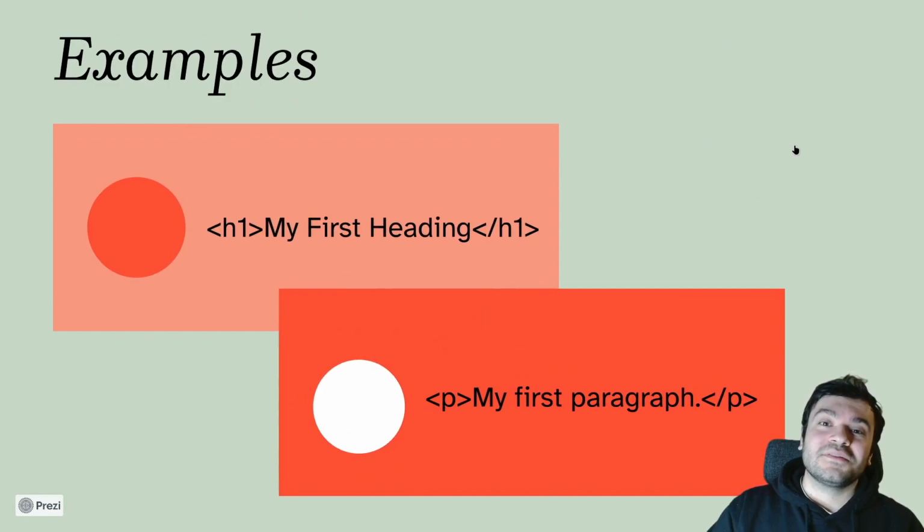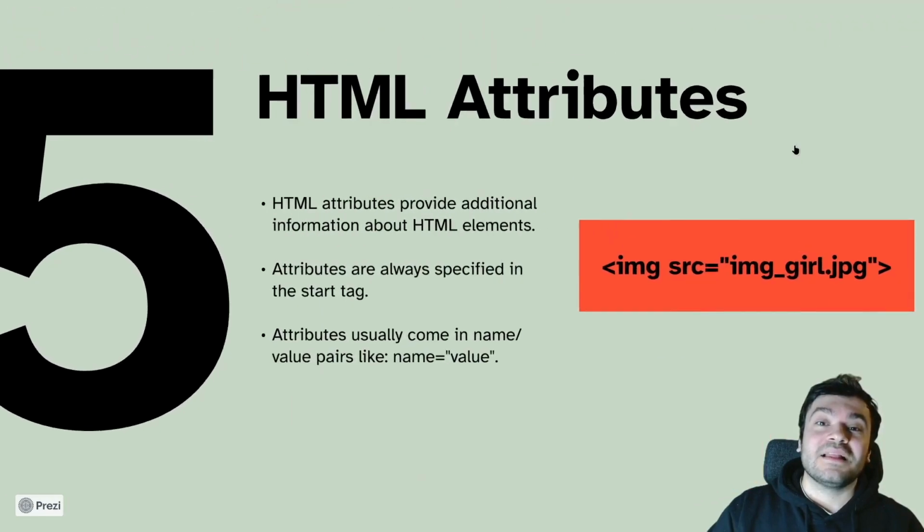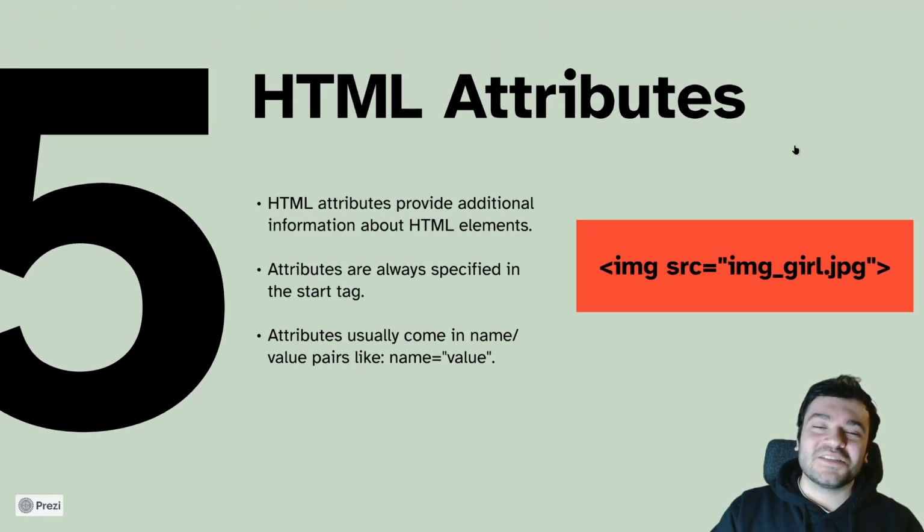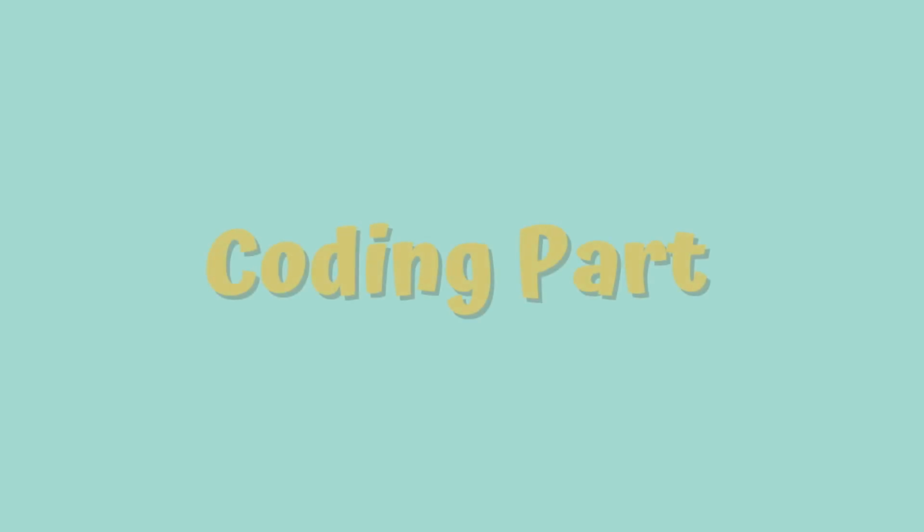Also, there is something called HTML attributes. It just provides additional information about HTML tags. It is always specified in the starting tag. In the example we saw an IMG tag, and inside of it we have got the src attribute. So this is how attributes will be used inside of some HTML elements.